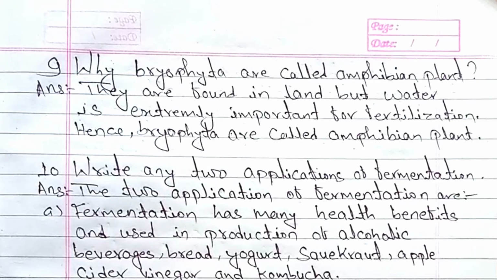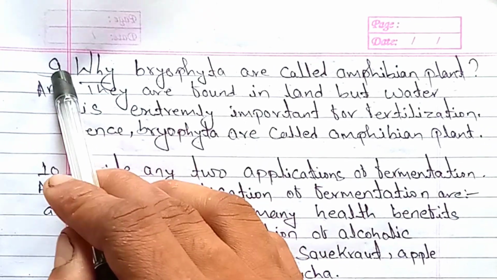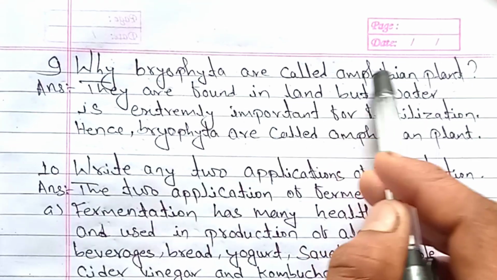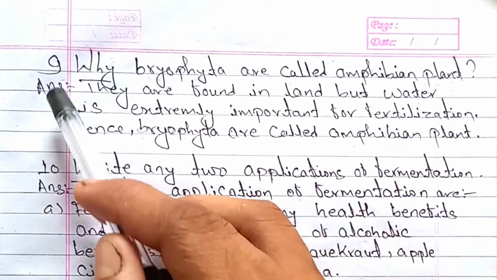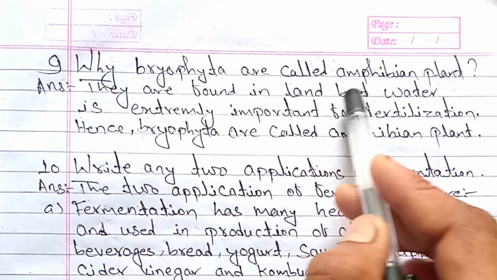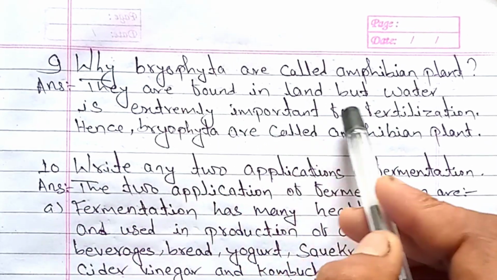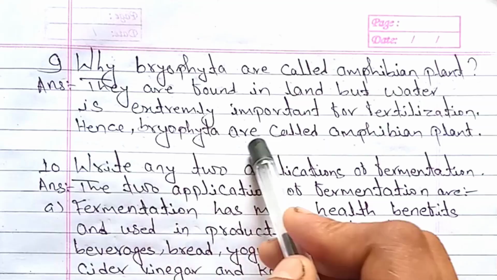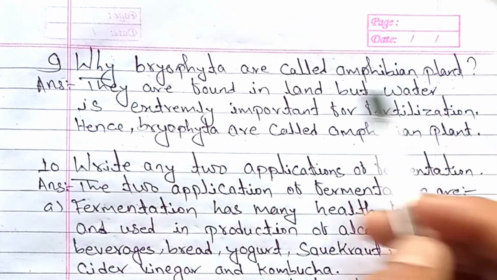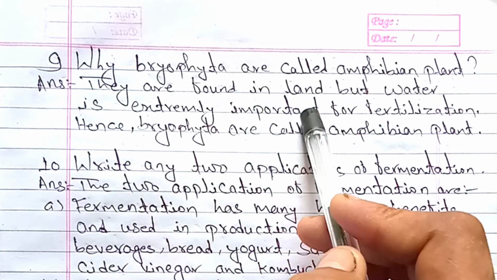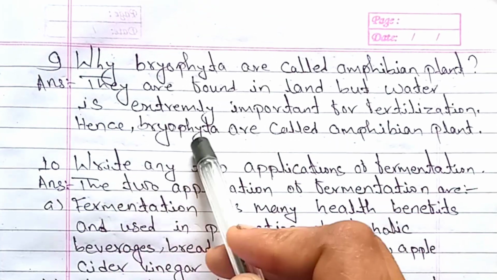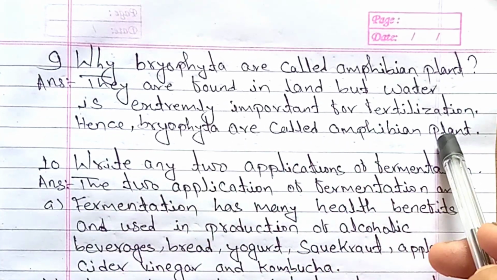Question number 9. Why are bryophyta called amphibian plants? So answer, they are found on land but water is extremely important for fertilization, hence bryophyta are called amphibian plants.